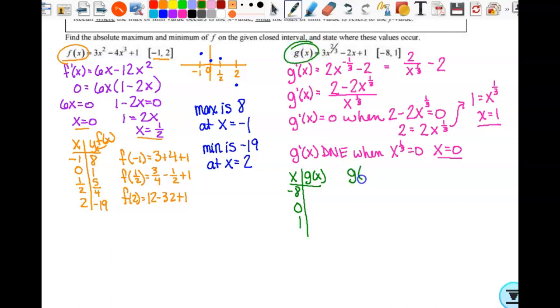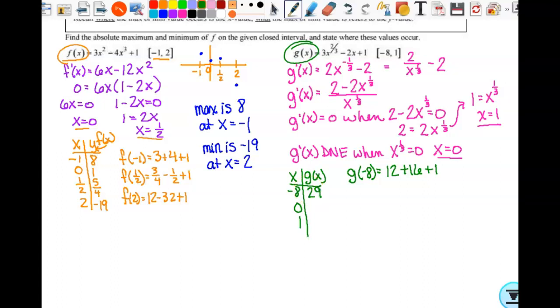So g of negative 8. Negative 8 to the 2/3 power is like taking the cube root and then squaring it. The cube root of negative 8 is negative 2. Squared, I get 4. So 3 times 4 is 12. Then plus 16 plus 1. What do we get? 29.